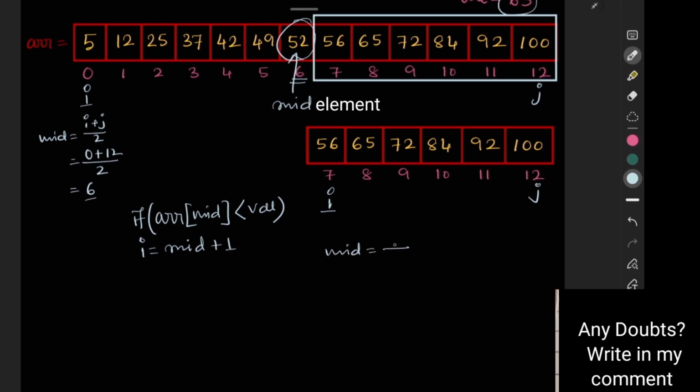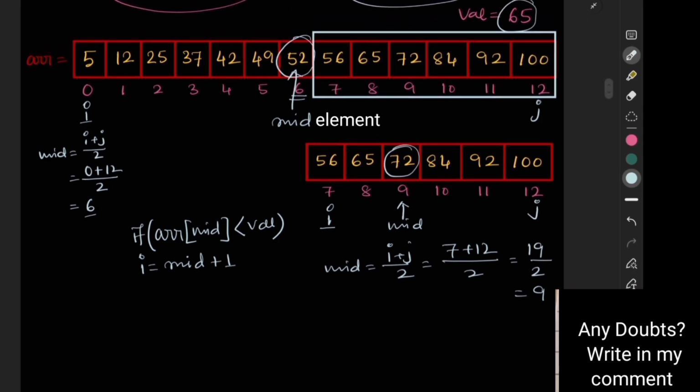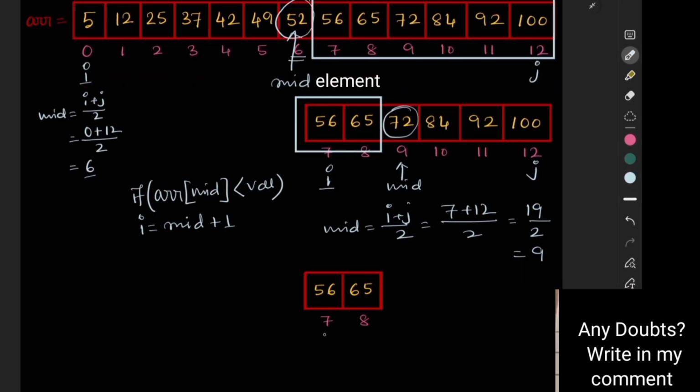Now we have to get the middle index. For getting the middle index, I am adding the value of i and j, that means (7 plus 12) by 2, and now I am getting 9. Why 9? Because here I am just taking the integer part. Okay, so 9 is the middle index and 72 is the middle element of this half. So now as I want to search 65, that means as 65 is less than 72, that means 65 should be present in the left side of 72. Okay. Now i is pointing to the same index, that means index number 7, but j will shift to the left index of mid, that means j will shift to index number 8.